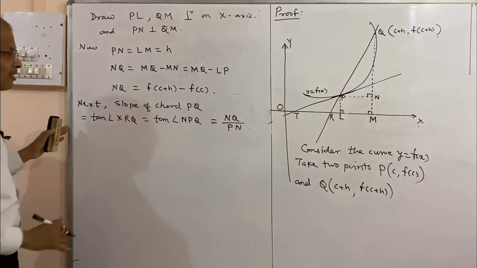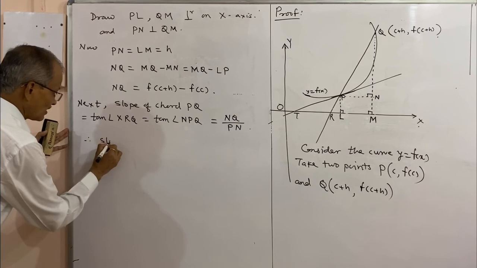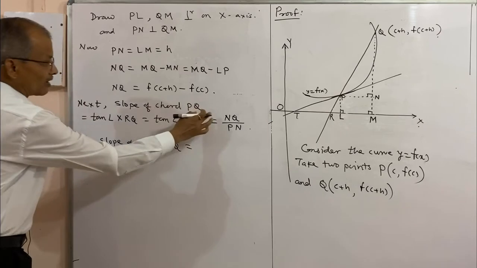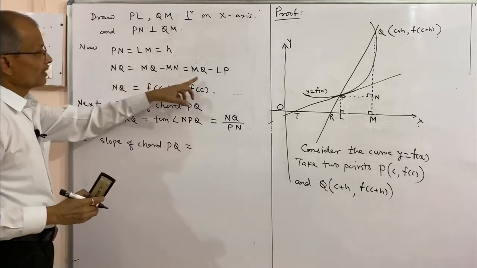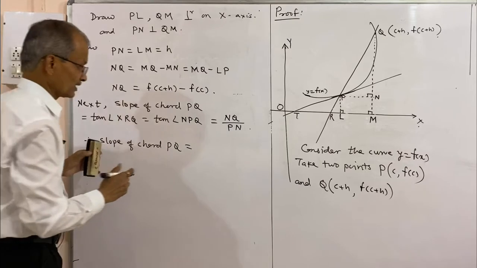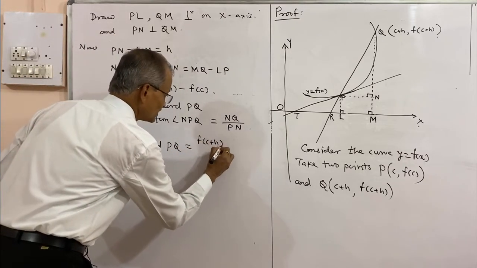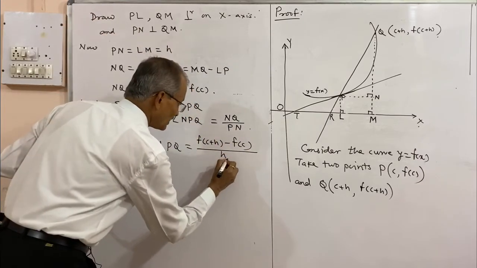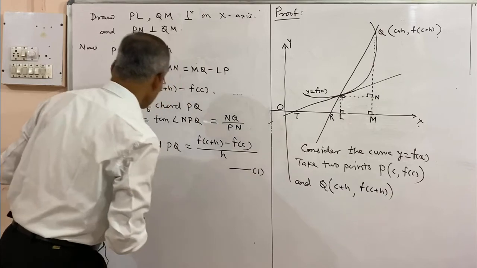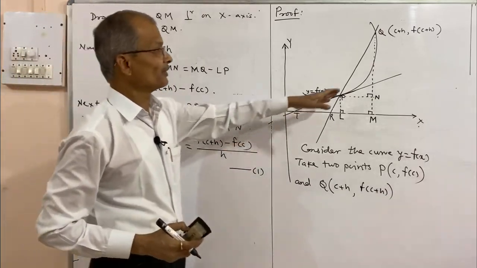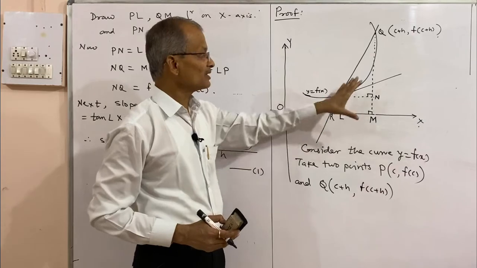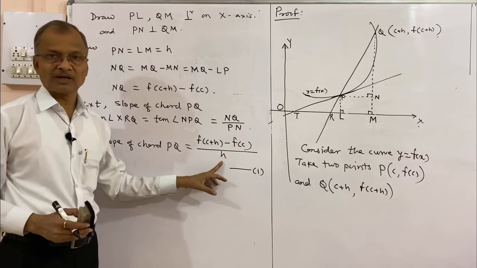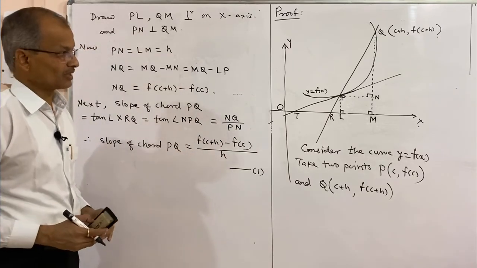And the slope of chord PQ is equal to NQ over PN. What is NQ? NQ is f of c plus h minus f of c, and divided by what is PN? PN is h. Now we call this 1. So what we have obtained is the slope of chord PQ. Slope of PQ is NQ divided by PN, and that is f of c plus h minus f of c divided by h. But we want the slope of the tangent.